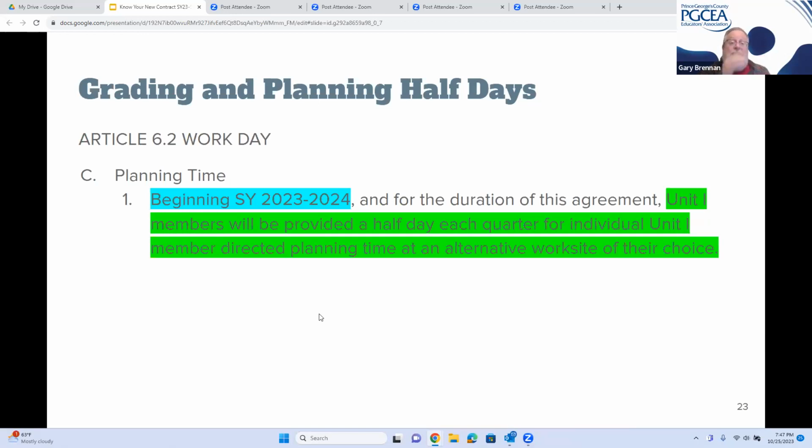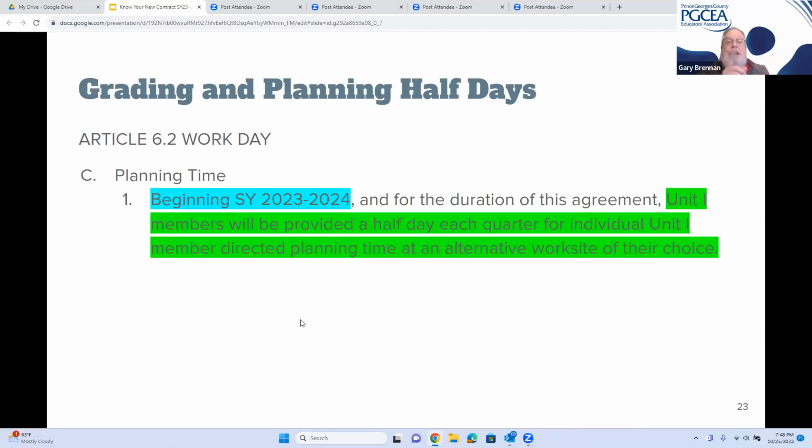So it's a half day. You don't have to be in your school building. What happened this year was the system forgot to put these days in the calendar. PGCEA noticed that they were not in the calendar. We called them out on it, said we're going to have to grieve it. You're going to have to add these days. They agreed that they had to add them.